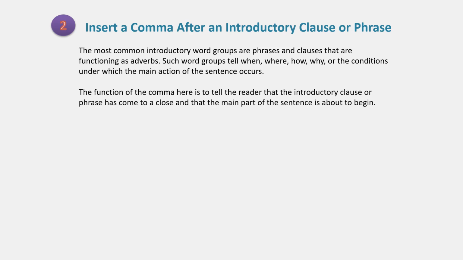Rule number 2. Insert a comma after an introductory clause or phrase. The most common introductory word groups are phrases and clauses that are functioning as adverbs. Such word groups tell when, where, how, why, or the conditions under which the main action of the sentence occurs. The function of the comma here is to tell the reader that the introductory clause or phrase has come to a close and that the main part of the sentence is about to begin.